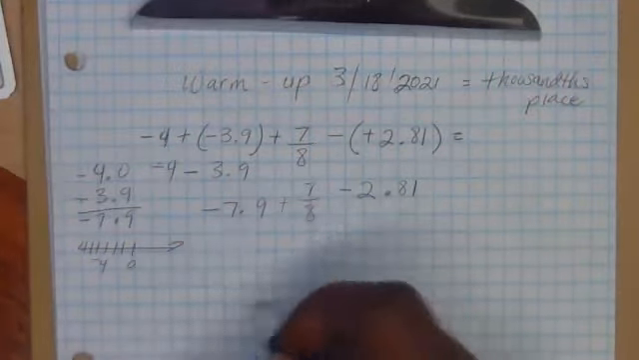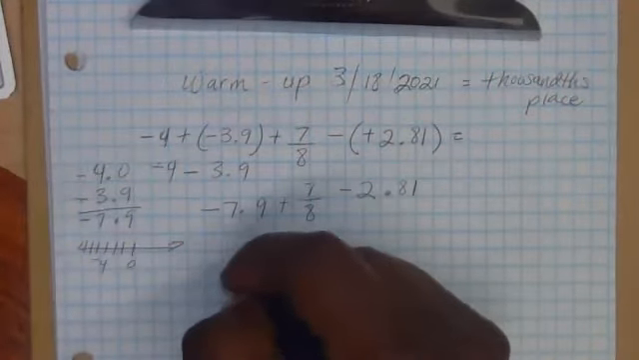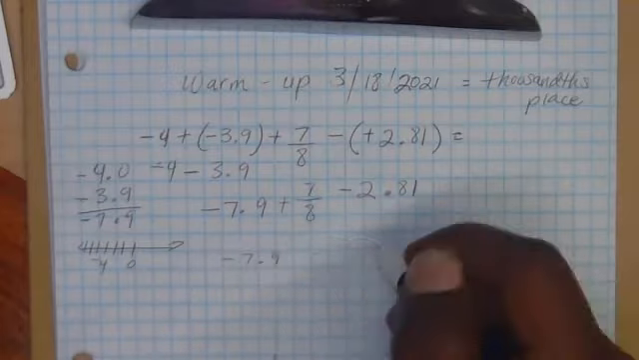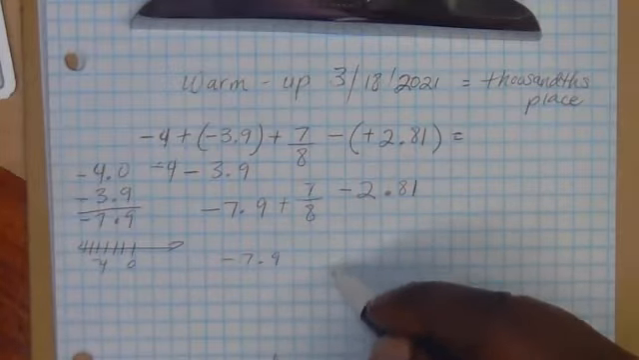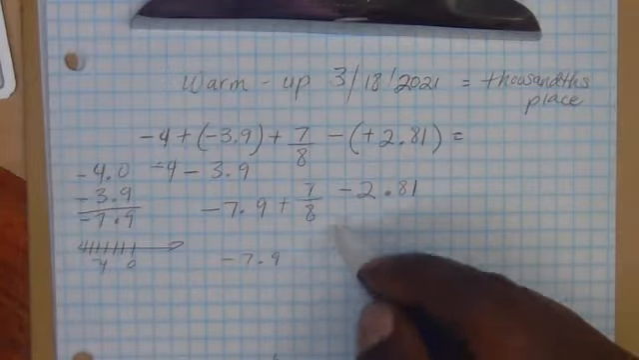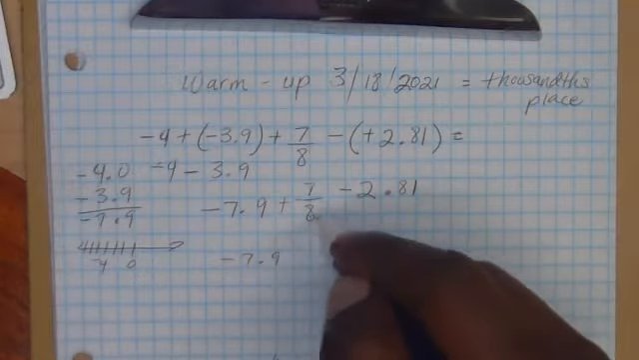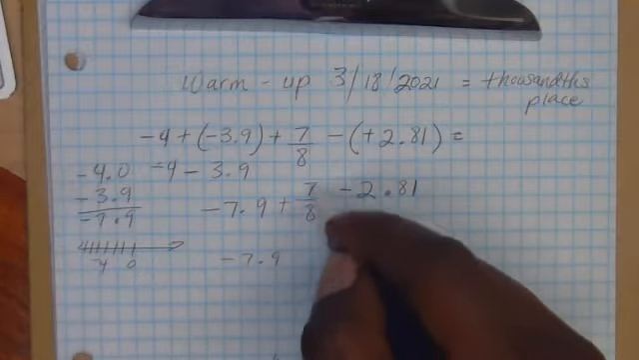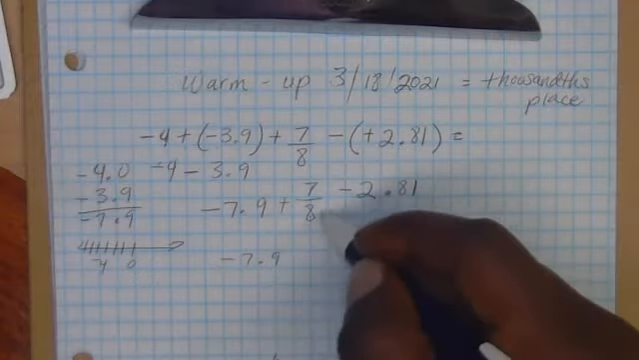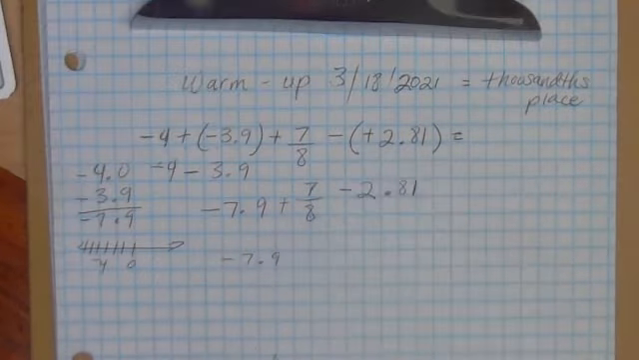All right, so this is step 2. We need to convert this to a decimal. So we know we got -7.9, right? And so how are we going to convert this to a decimal? Well, we need to divide 8 into 7. How many times will 8 go into 7? Well, you see that your answer is going to be less than what?